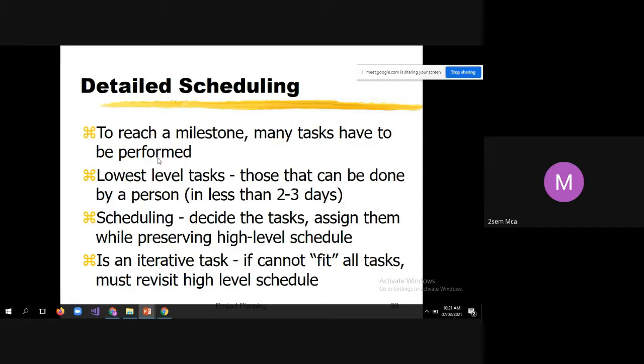Lowest level tasks are those that can be done by a person in less than 2 or 3 days. The meaning of lowest level tasks is one meaningful, very small task that can be done by one person in a span of 2 or 3 days. That is an example of one lowest level task.